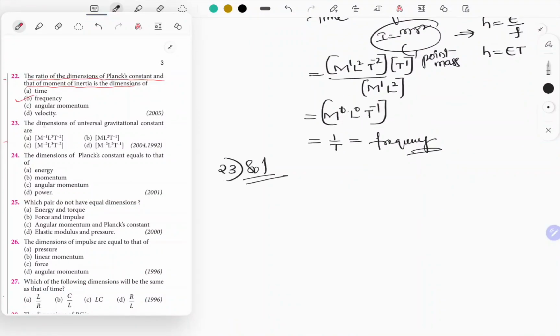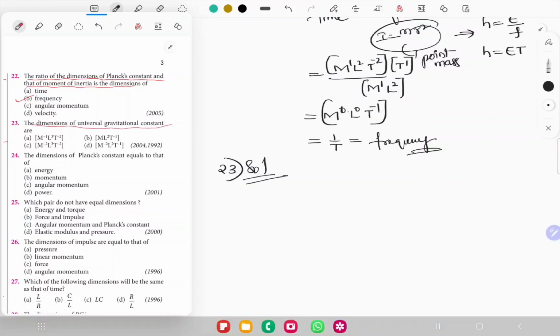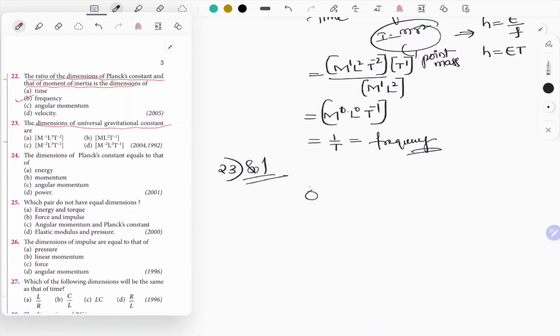The question they are asking is the dimensional formula of universal gravitational constant. When two masses m1 and m2 are separated by some distance, let's say r, then the gravitational force of attraction between these two masses is G m1 m2 by r square. Here G is the gravitational constant. They are asking the dimensional formula for this gravitational constant.